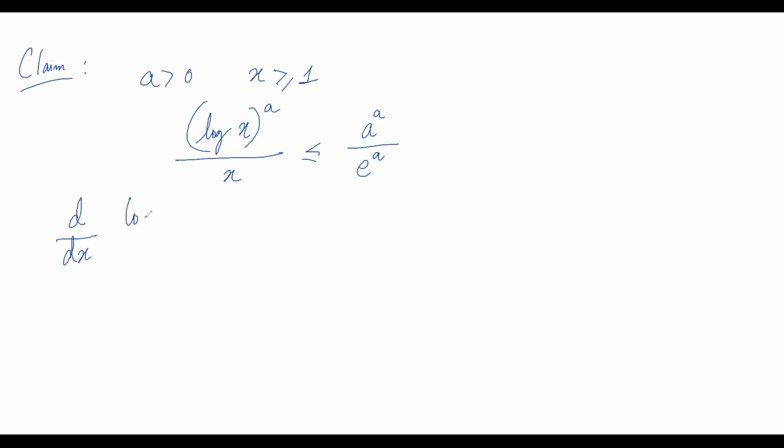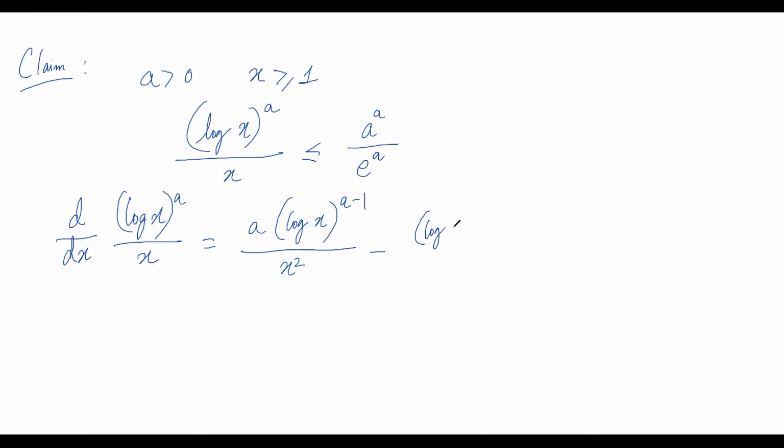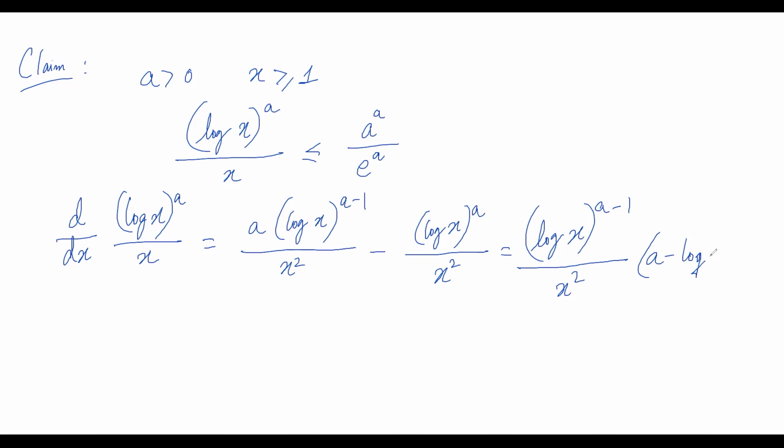d by dx of (log x) whole to the power a by x is equal to [a (log x) whole to the power (a minus 1) by x squared] minus [(log x) whole to the power a by x squared], and that is equal to (log x) whole to the power (a minus 1) by x squared times (a minus log x).